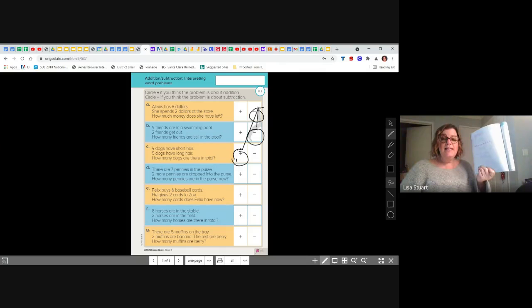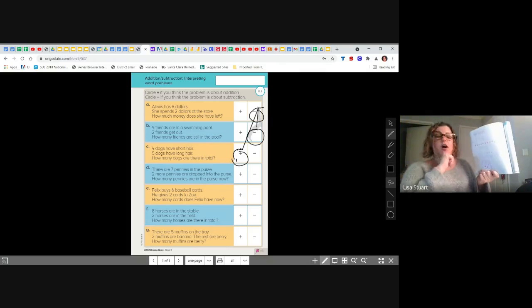There are 7 pennies in the purse. 2 more pennies are dropped into the purse. How many pennies are in the purse now? I'm going to draw a little purse, and I'm going to draw 7 pennies first. Let me use my blue pen. 1, 2, 3, 4, 5, 6, 7. It says 2 more pennies got dropped into the purse. 1, 2. Let's read the question. How many pennies are in the purse now?